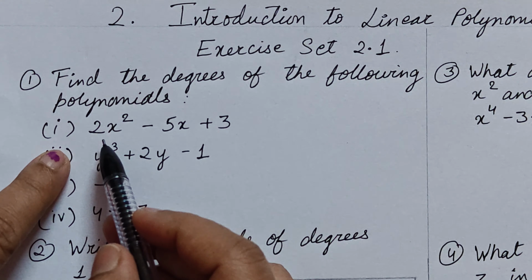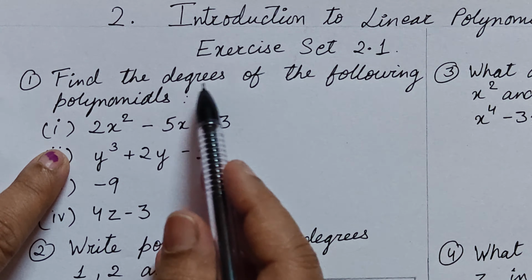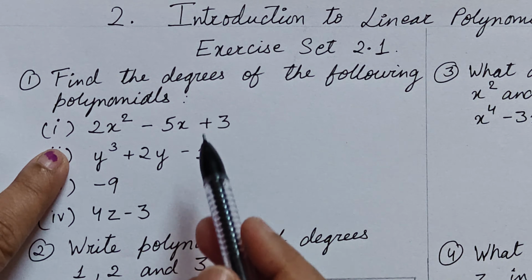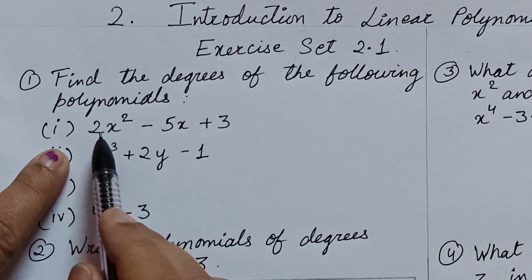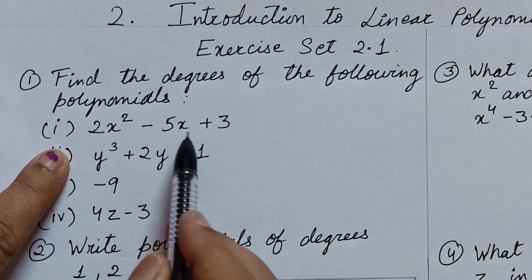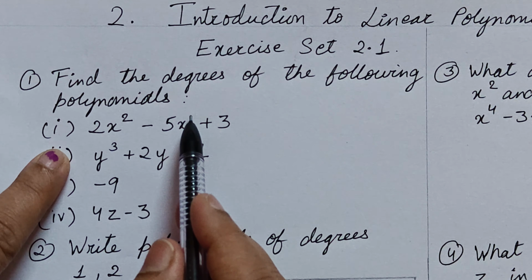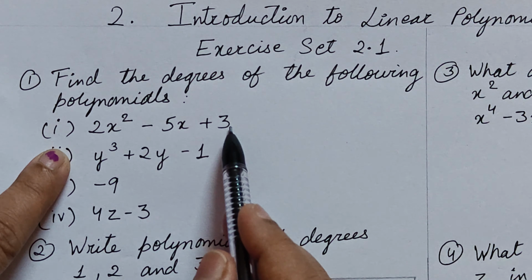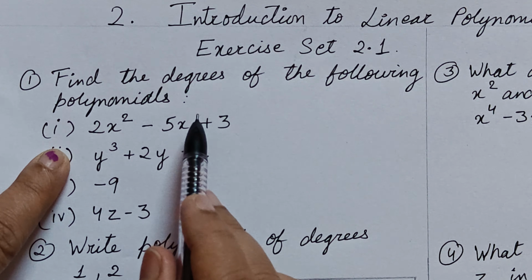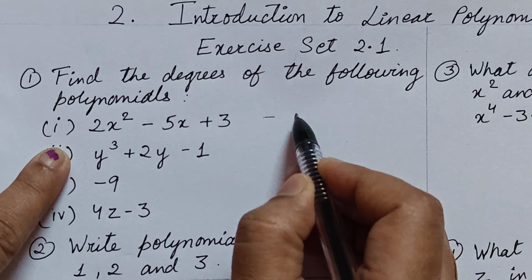First expression is 2x square minus 5x plus 3. I explained earlier that the degree of a polynomial is simply the highest power of the expression. The power of this term is 2. For the term with the variable x, the power is not written, which means the power is 1. This 3 is a constant with no variable. Among power 2 and 1, the highest is 2. So the degree of this polynomial is 2.